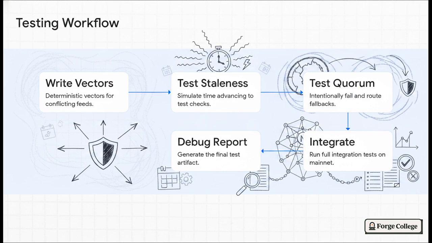Step 1. You write deterministic unit tests feeding synthetic, highly conflicting oracle values straight into your Rust helpers. Step 2. You simulate time advancing to test those staleness checks we talked about. Step 3. You intentionally fail the quorum and make sure the fallback routing catches the error like it's supposed to. Step 4. You run full integration tests on a mainnet fork. And finally, Step 5. You generate your final debug report.